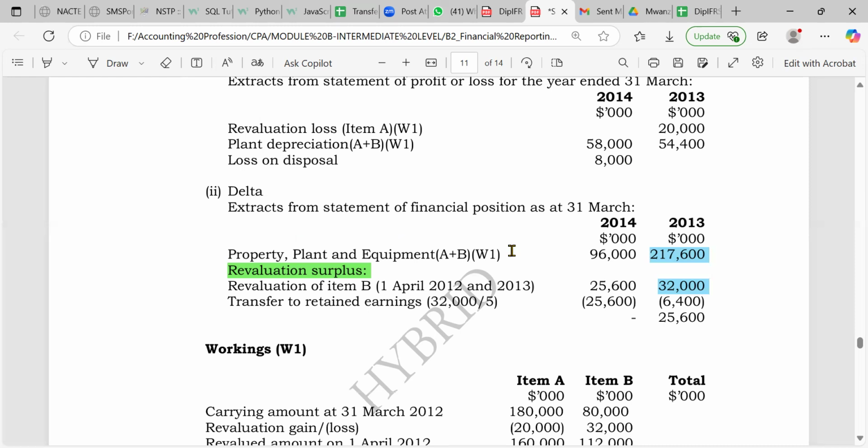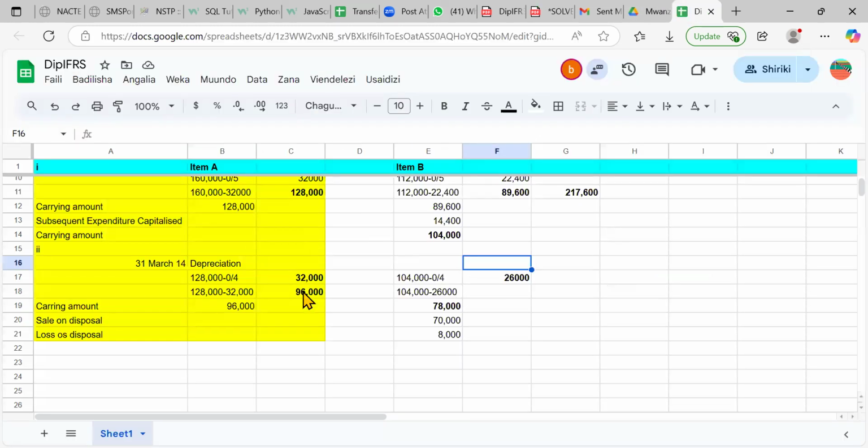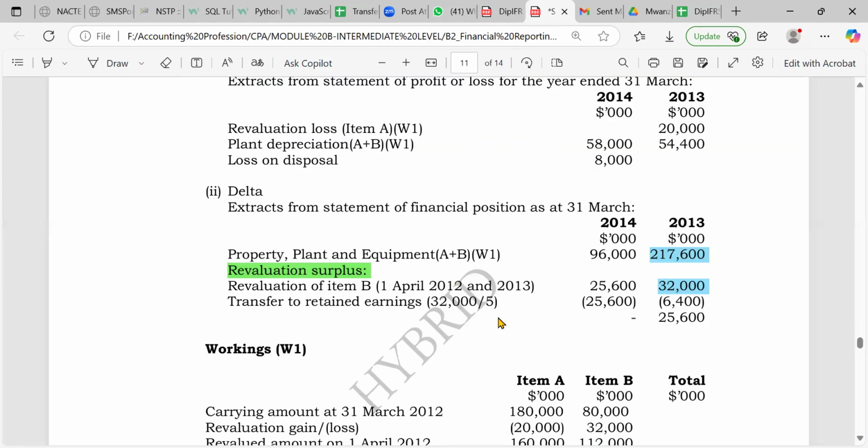That's why if you come to 2014 here, we only remain with what? You have what? Item A. Yes, because we will have disposed of the other item, right? You can see here, 2026, you have disposed of this one, so it's actually no longer there. And then if you do that, you'd be done with this income statement here. And then with the financial position, you have item A only. You have your revaluation, right?